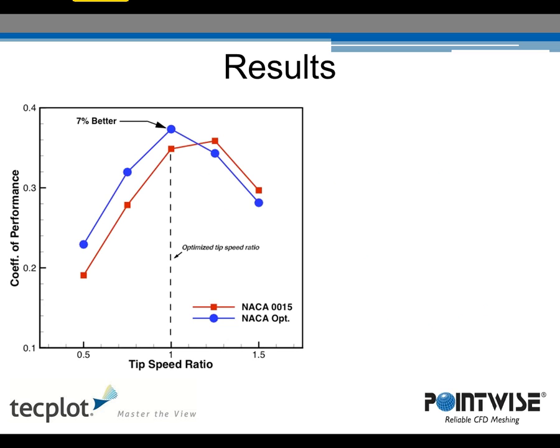The optimized geometry performs 7% higher than the baseline geometry at the design tip speed ratio of 1, which is a significant improvement for a device that's operating almost continuously in the right conditions.